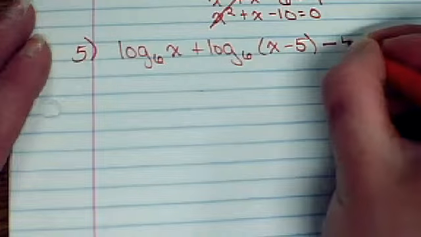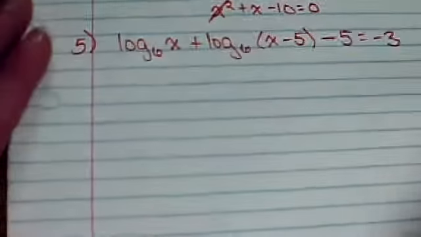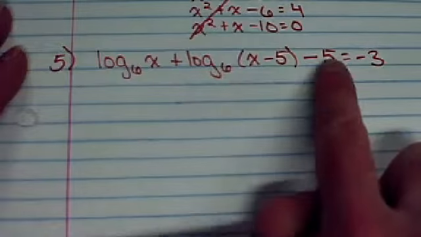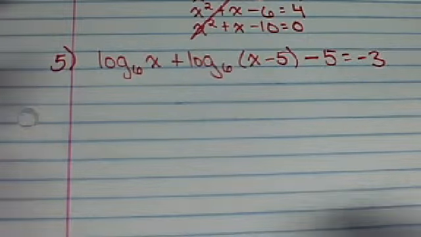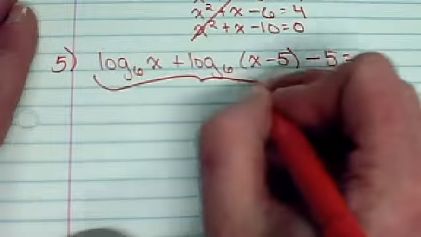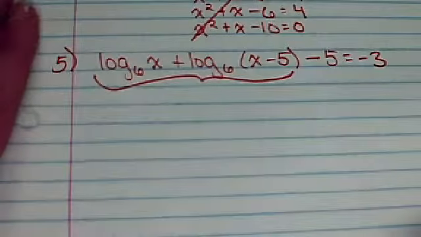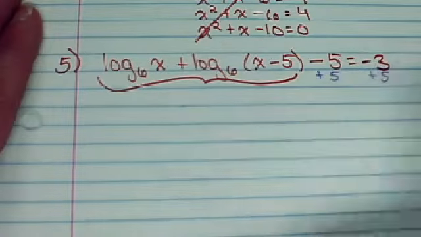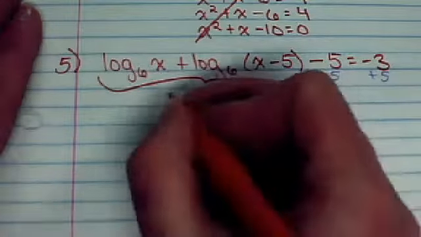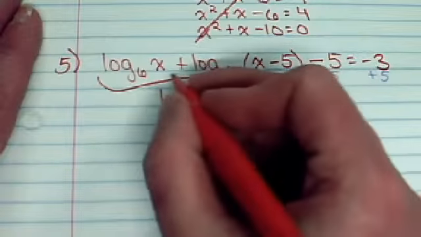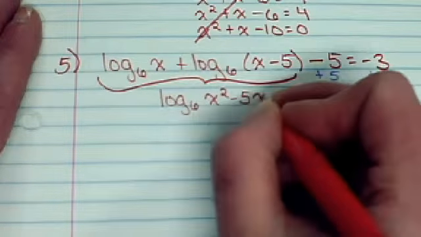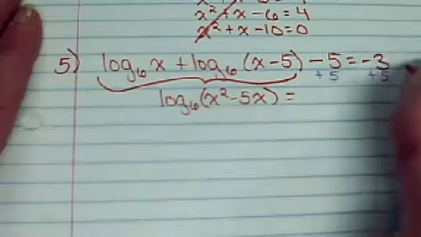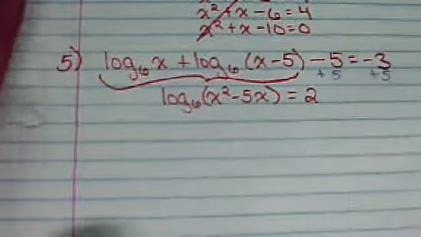Let's try, this one's even better. I've got something extra next to the logarithm. Well, we want to get a logarithm on one side, so we want to condense this, but I don't like that minus 5 being there. How can I get rid of it? Oh, let's just add 5 to both sides. When I condense those together, they're going to multiply. So x times x minus 5 is going to give me x squared minus 5x equals, and we added the 5 over here, so it equals 2.